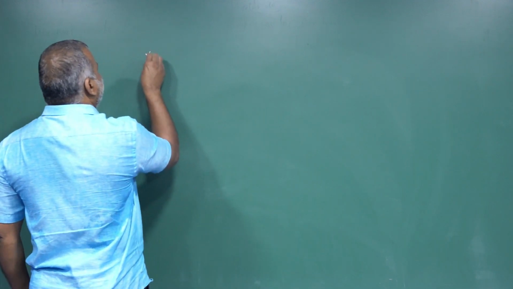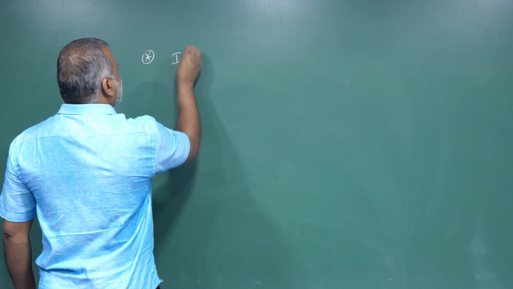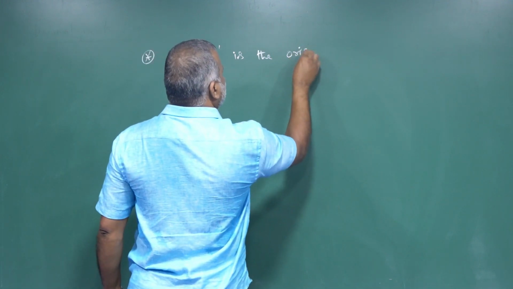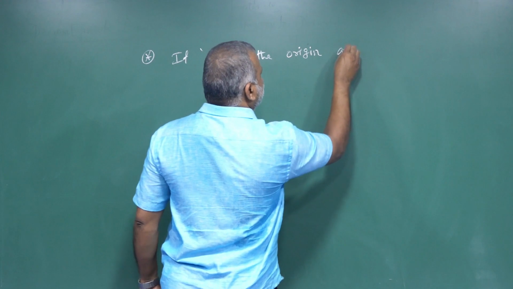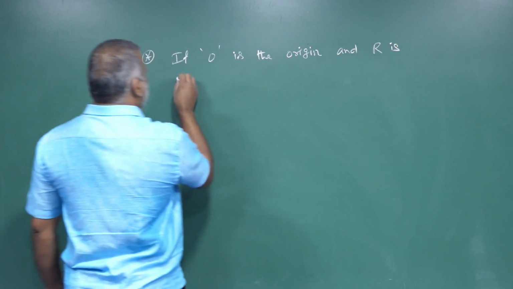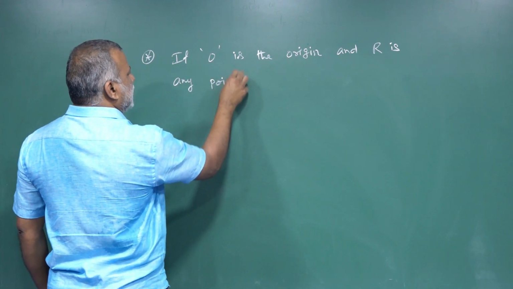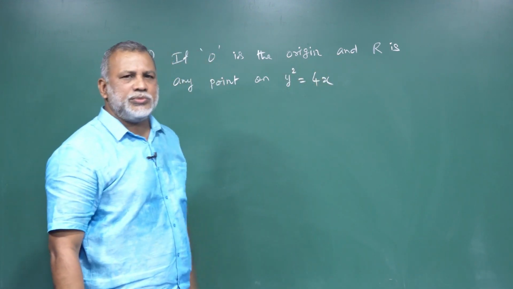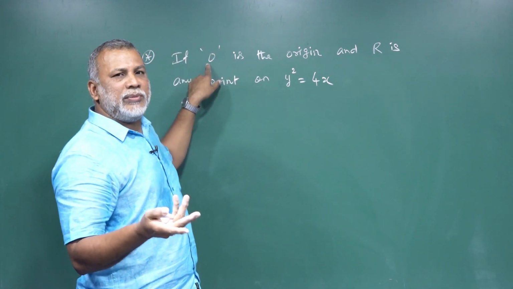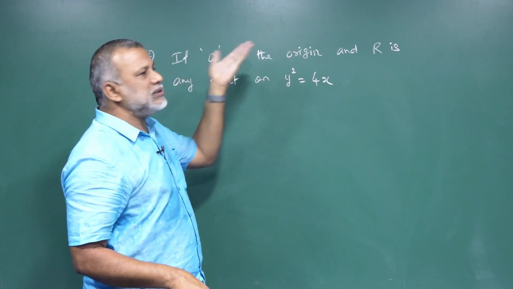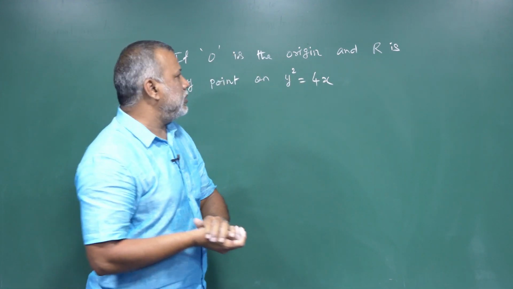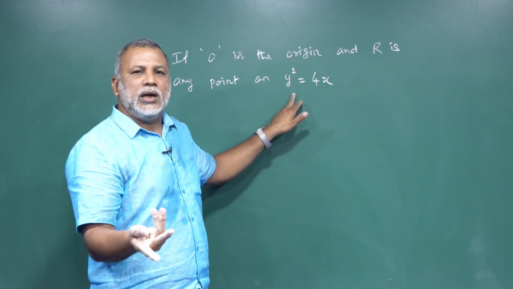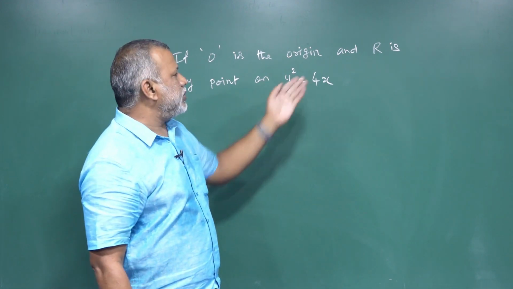Now in the same model, we have one more equation. Listen carefully: if O is the origin, and R is any point on y squared equal to 4x. See the same concept. In the previous question, P(2, -7) is any point. Here if O is the origin, we can say (0, 0), and R is any point on this equation. In the previous question, Q is any point on 2x squared plus 9y squared equal to 18. The same logic. Here it is y squared equal to 4x.